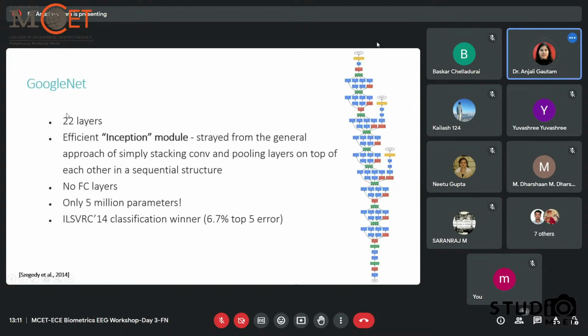They have the model as 22 layers. The model looks like this. This is a very big architecture. It is not able to fit here, so I just put it here in this way. But the main thing about this architecture is the efficient inception module.